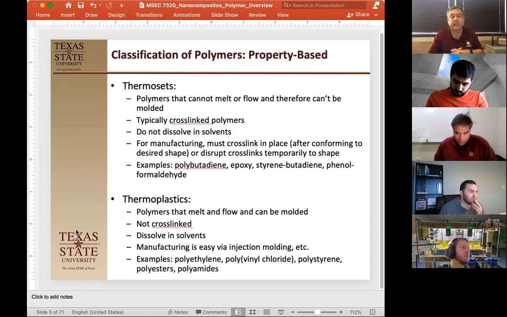So typical examples of this are things like polyethylene, both high density and low density polyethylene, PVC, especially if it's plasticized. Polystyrene can be used in a number of different methods from the cups to the foams. Polyesters like polyethylene terephthalate, which we'll talk about independently, and polyamides, specifically nylons, like nylon 6 and nylon 6,6.